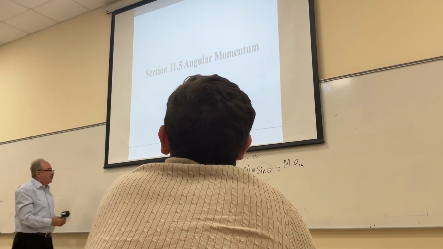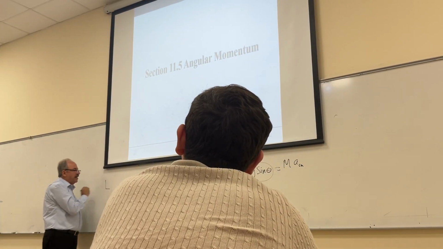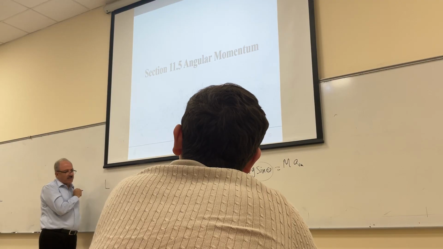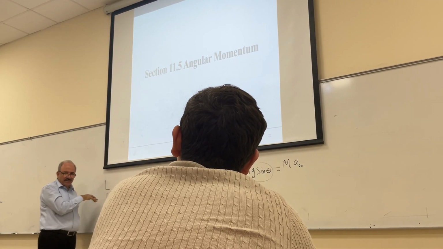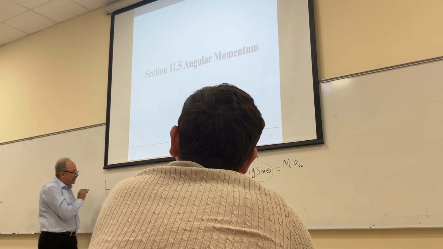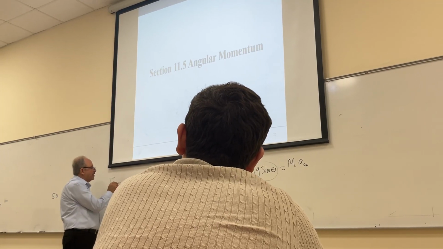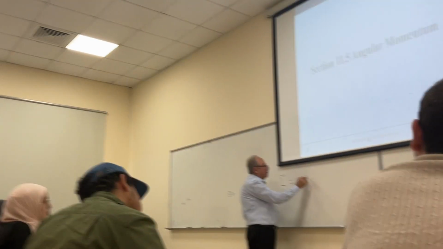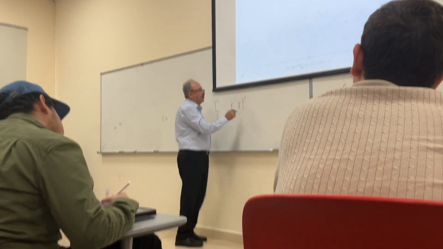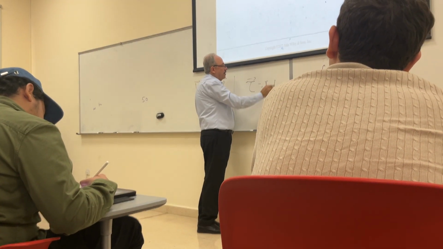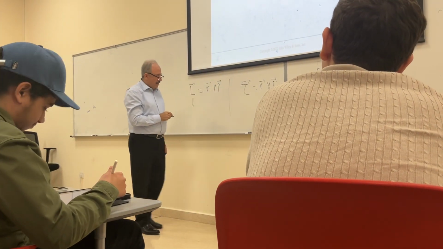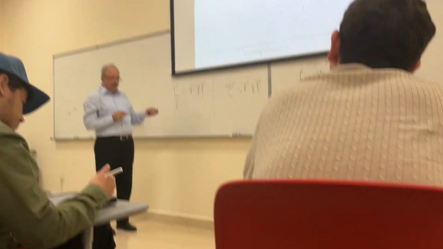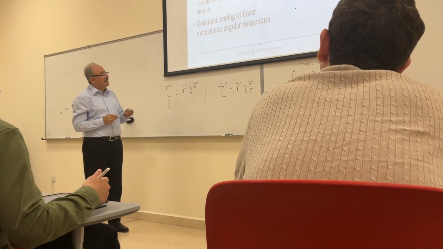So, what's the angular momentum? By definition, L, although the book uses small l for point masses and L for rigid bodies, and some textbooks use L for both, it doesn't matter. L, the angular momentum, is defined as R crossed with P. What was the torque for rotation? R cross F. It's very similar. We have a linear momentum, and R cross P is defined as the angular momentum.